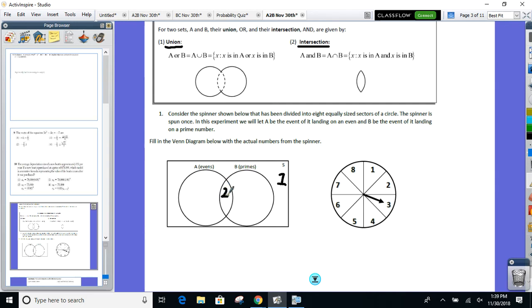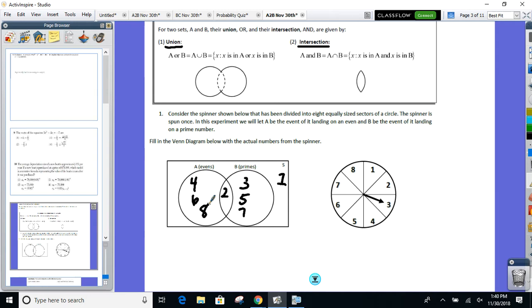All right, let's go quick here. Where's 3 going? 3 is prime. 4, even. 5. 6. 7, and 8. Okay, so there's my Venn diagram.